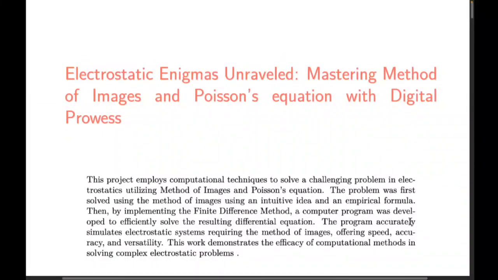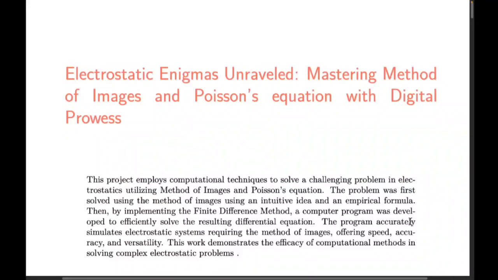Today we'll explore the power of the method of images in solving complex electrostatic problems and witness the transformative impact of computational techniques in unlocking interesting frontiers in this field. At the heart of our journey lies the method of images, a powerful concept that has played a pivotal role in solving complex electrostatic problems.